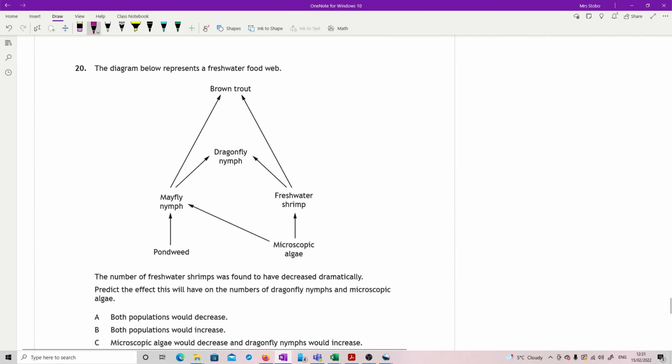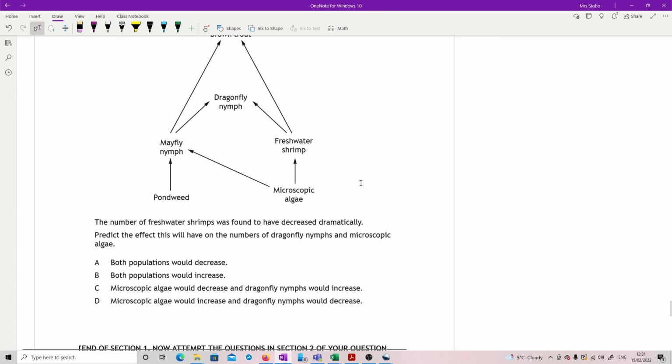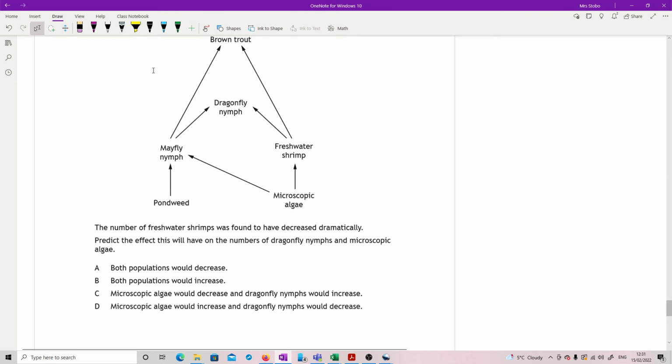Question 20, last one in the paper. The diagram below represents a freshwater food web. Sorry, trying to get this in the right place. There we go. Okay, we've got brown trout at the top. They are feeding on mayfly nymph and freshwater shrimp. The freshwater shrimp and the mayfly nymph are being fed on by the dragonfly nymph. And then we've got microscopic algae going to the mayfly nymph and the freshwater shrimp, and pondweed just being eaten by the mayfly nymph.